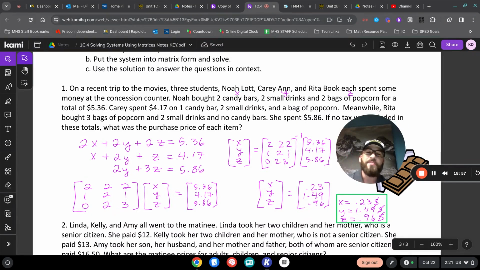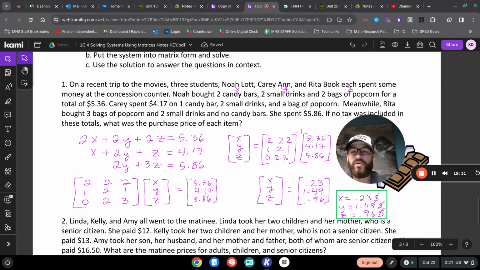All right, y'all, so when we type it into the calculator, we should get 0.23, 1.49, and 0.96 for our 3 values of our variables, which means candy bars are equal to 23 cents each, small drinks are equal to $1.49 each, and bags of popcorn are equal to 96 cents each. So once we've done the setup, y'all, it's as easy as just typing into the calculator and going from there. Okay. If you're good to go, go ahead and try number 2 on your own.